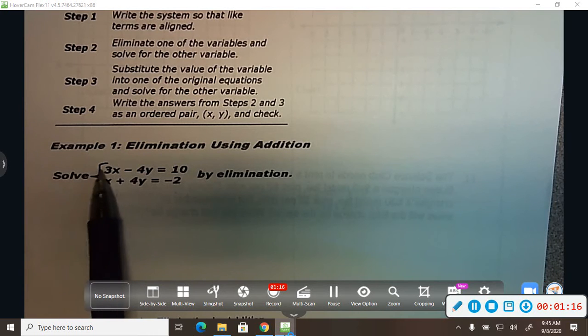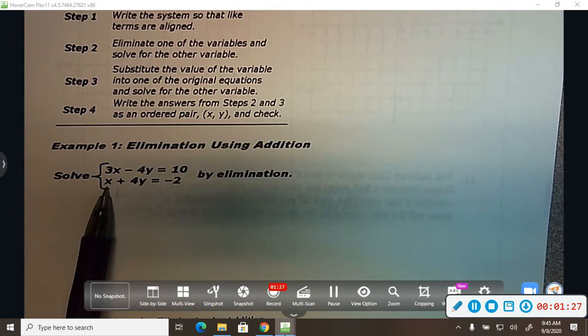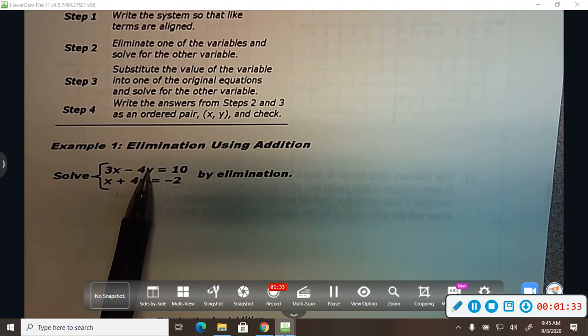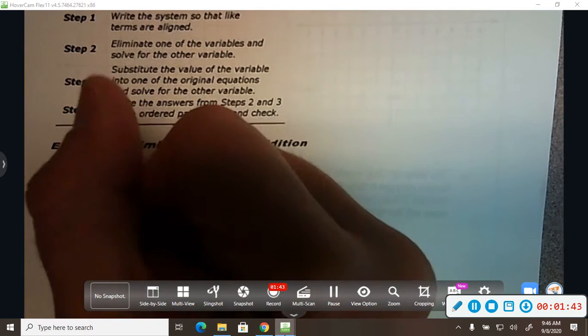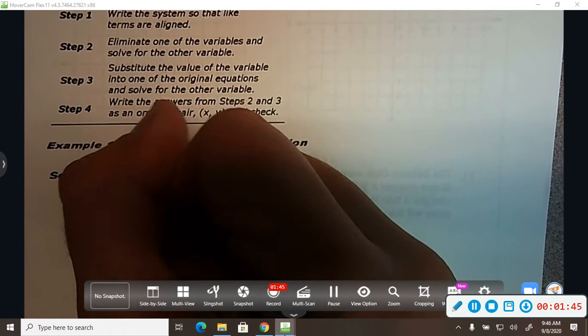So when I look at this, I have 3 and 1. The least common multiple of 3 and 1 is 3. So I could, in theory, keep this as a 3 and try to make this a negative 3x. Or, even easier, notice the y term is already what we call additive inverses. So I'm just going to go ahead and add these together. And I'm going to rewrite this so we can see it.